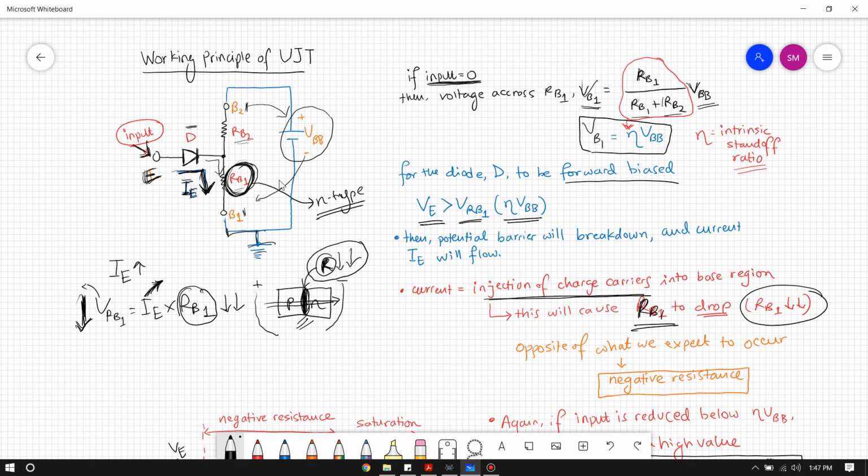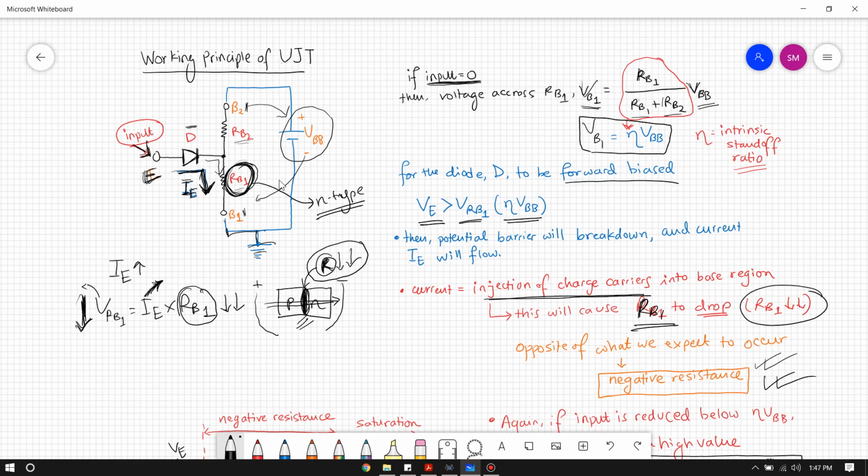So we have a negative resistance. What do we call negative resistance? Negative resistance occurs when the current increases but the voltage decreases, so something that does not follow Ohm's law. In this case, even though the current is increasing, we have a decrease in voltage. So we have a negative resistance associated with this, and that is what we're going to use to create our triggering circuit.